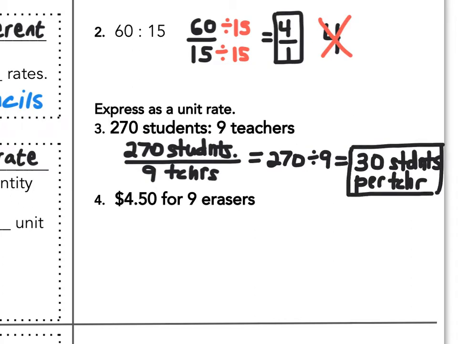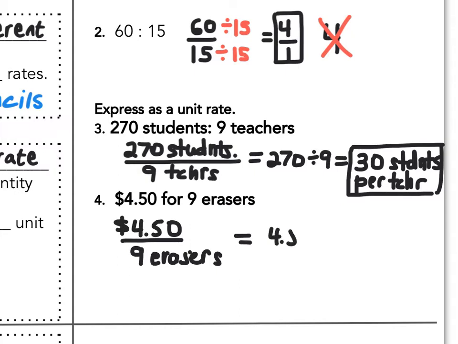All right, so now let's take a look at the fourth problem. We have $4.50 for 9 erasers. Now on these, when we're talking about money, they're called a unit price, how much it is for one item. So again, usually the money is going to go on top, okay? And we are going to divide, so I'll put 9 erasers. So then you would just divide 4.50 divided by 9.